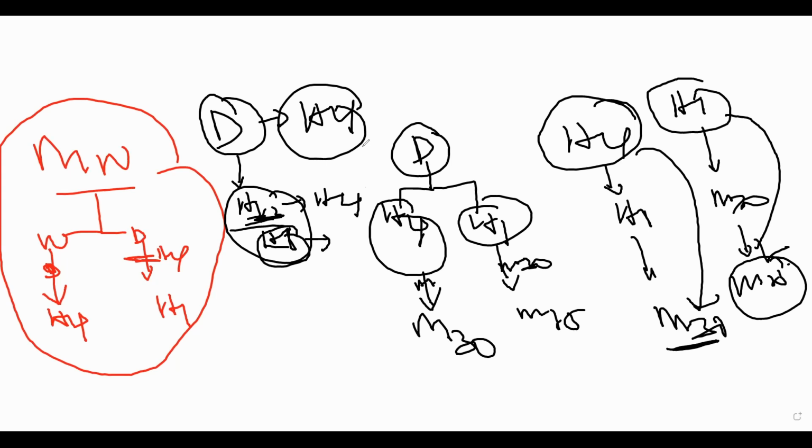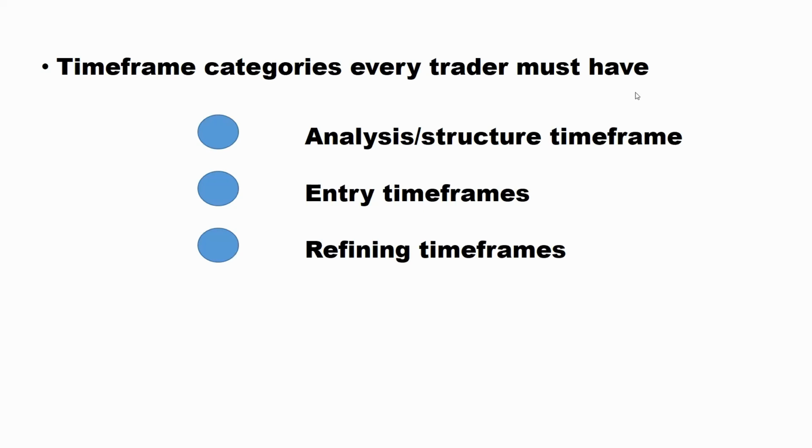But all in all, make sure you have three categories, right? Which categories are those? Categories include analysis or structure time frames, entry time frames, and refining time frames. As a trader, you need to have these three categories of time frames. Without that, I'm not saying you're not going to be consistent or profitable, but you're not going to be organized. As a trader, you need to be organized.